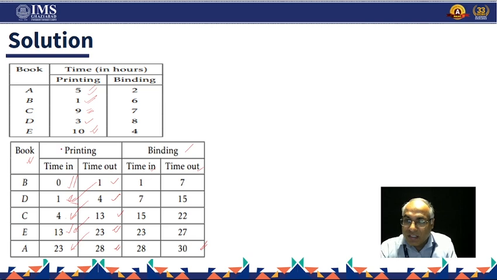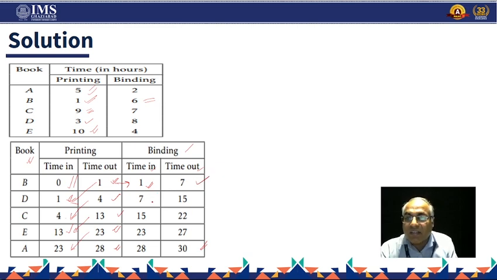Now, first machine, book B, printing is over at 1. So its binding will start at 1. So the in time for the binding machine will be the same value. Whatever the out time for the first job will become the in time for the next machine. Now, book B, binding time I have to calculate. Book B, binding time is 6 hours. 1 plus 6 will become 7 here.